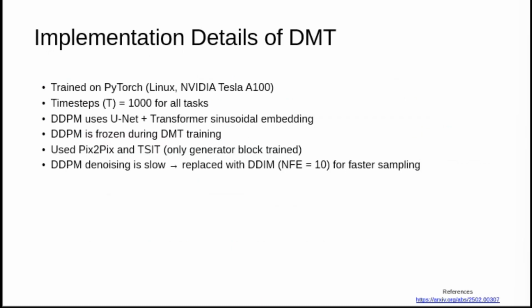Let's have a look at how we have implemented the DMT. This has been trained on PyTorch, on an NVIDIA Tesla A100, as mentioned in the reference paper. The time steps are 1000 for all the tasks. DDPM uses a UNet plus transformer sinusoidal embeddings to work, and the DDPM is frozen during DMT training. Using Pix2Pix and TSIT, only generator block training; then the slow DDPM denoising is replaced with DDIM, and F equals 10 for faster sampling.